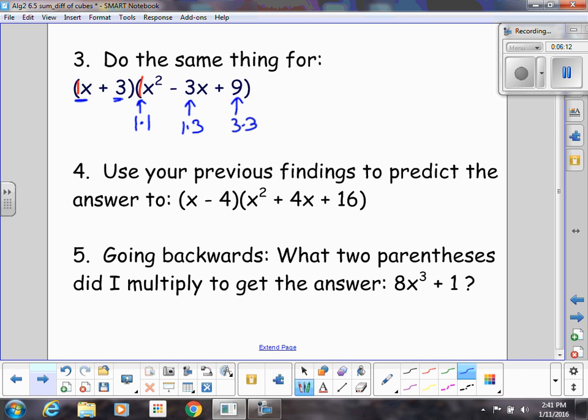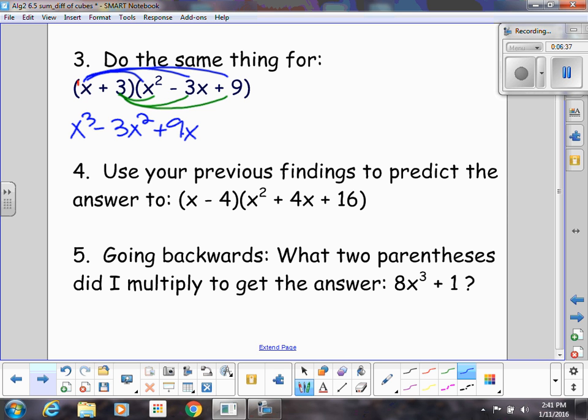So let's distribute and see what we get. Okay, so if I distribute, I'm going to be multiplying x times all of those. And then I'm going to be doing 3 times all of those. So I'm going to get x cubed minus 3x squared plus 9x. Then I'm going to get 3x squared minus 9x plus 27.